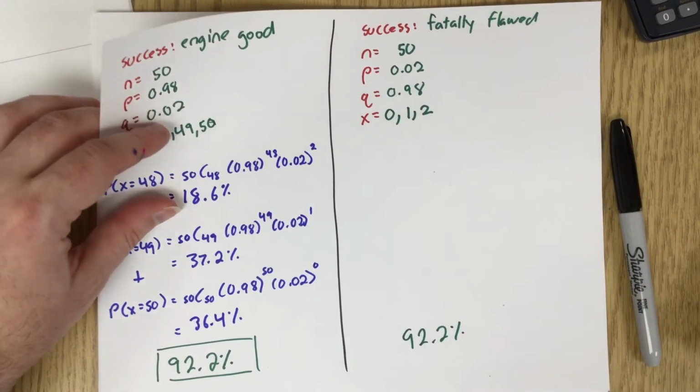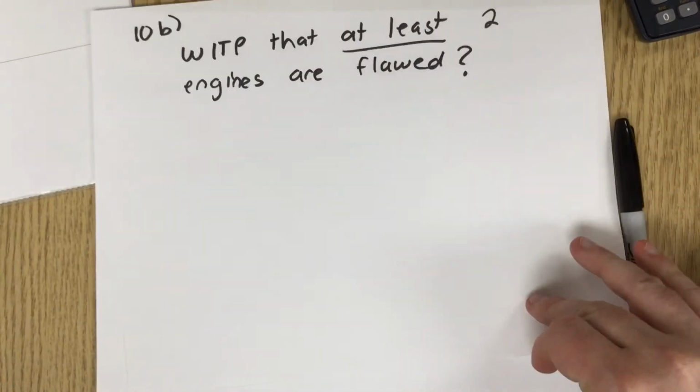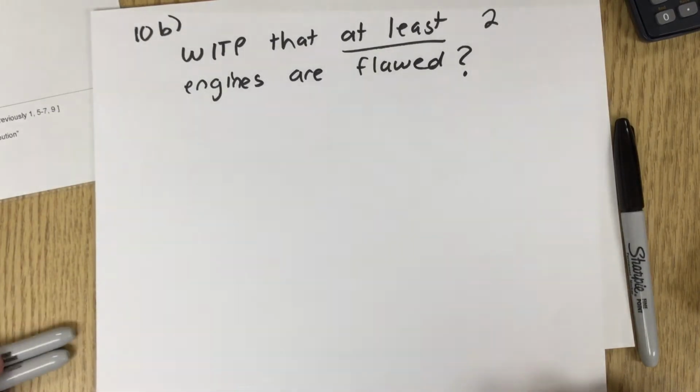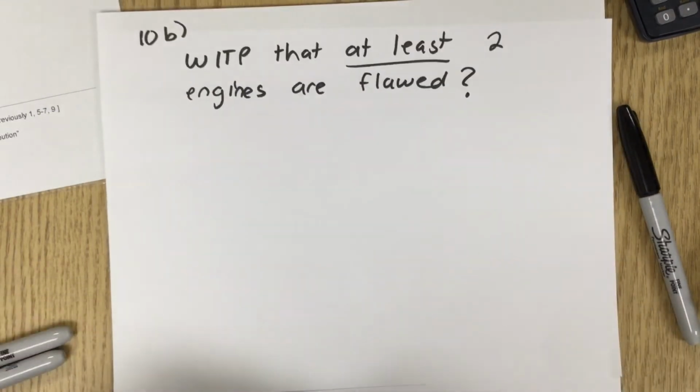Okay, that's not too different, but let's do the hard one now. What's the probability that at least 2 engines are flawed? Which sounds kind of similar, but it's not.